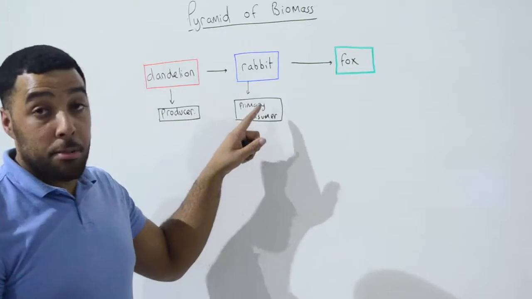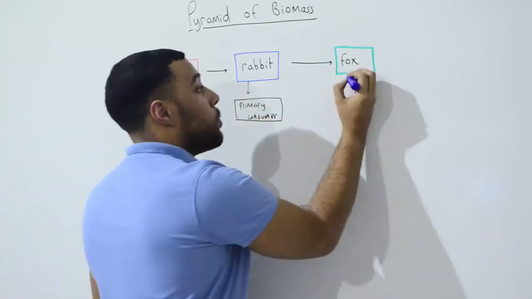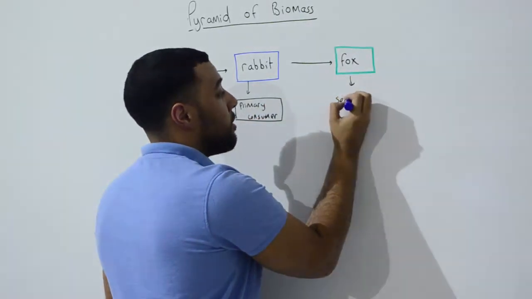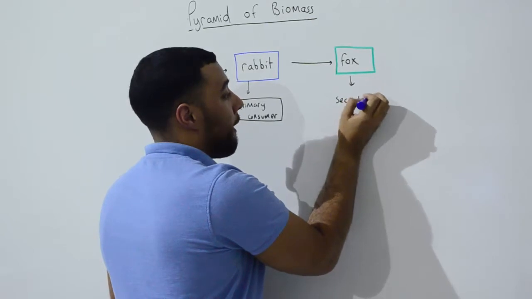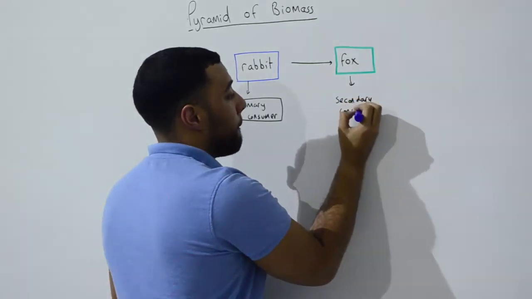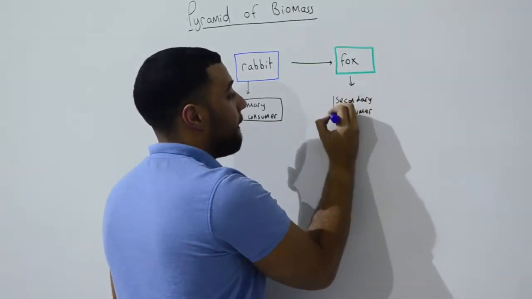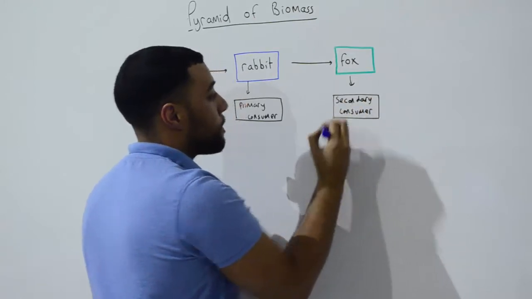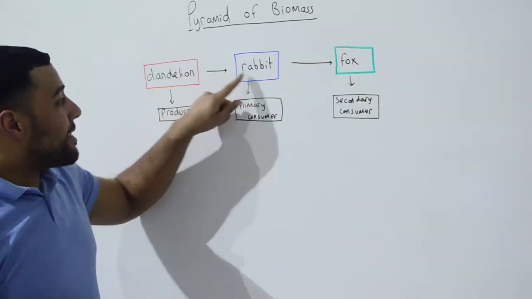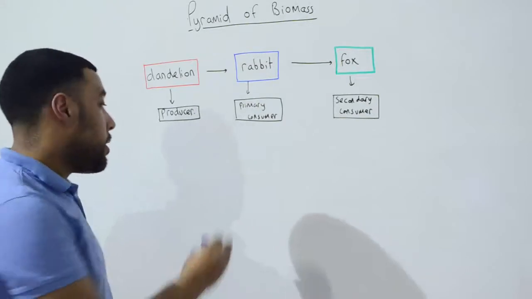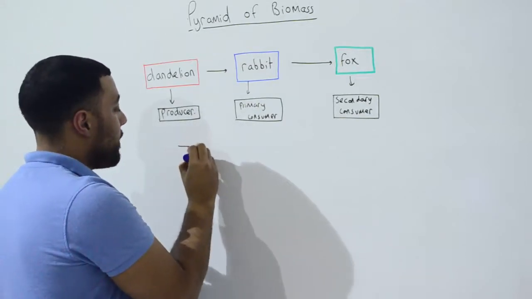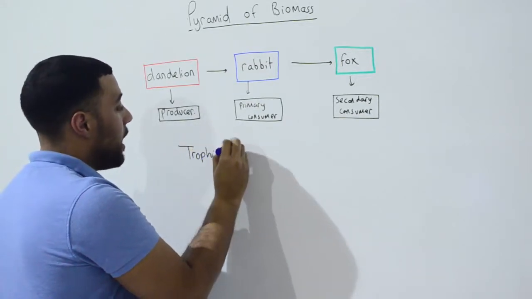And whatever eats the primary consumer, we call the secondary consumer. These different stages of a food chain are called trophic levels.